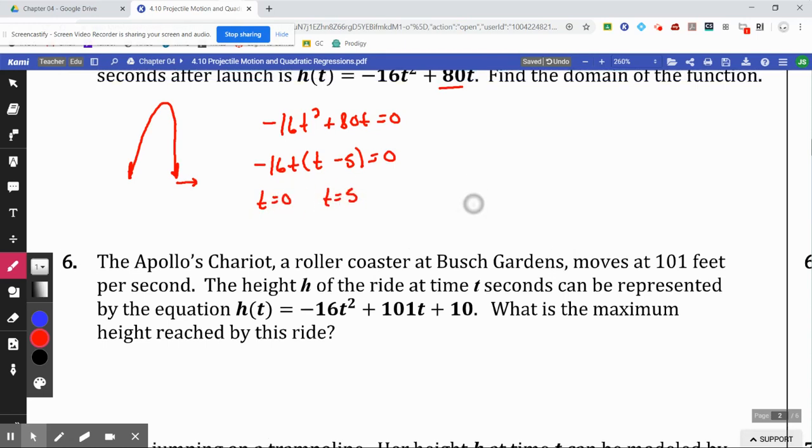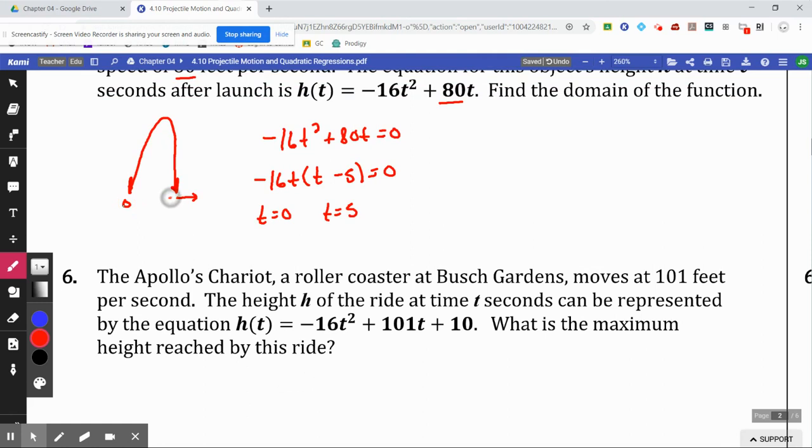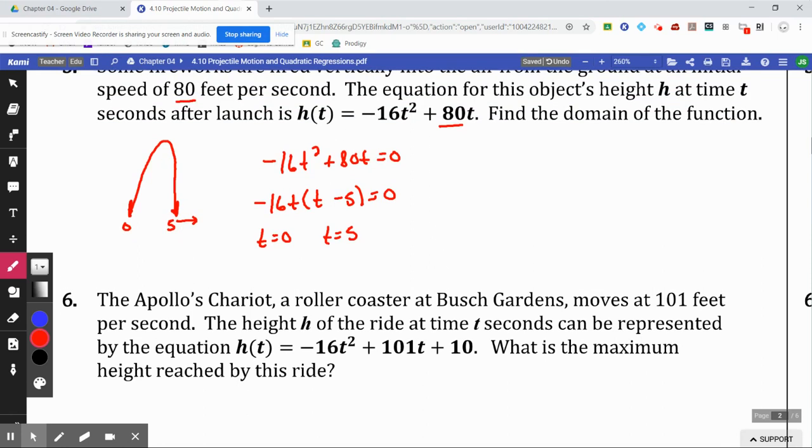So what does that mean? That's when it's on the ground, at 0 and at 5. So it took 5 seconds for it to go up and then come back down. By the way, they don't ask for it, but it would hit its max height at 2.5 since it was fired from the ground. Now that's important. So therefore, the domain, the time, is going to be from 0 to 5 seconds. We're not concerned with anything beyond that.